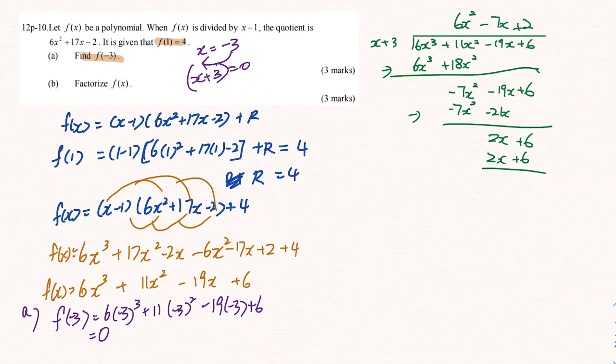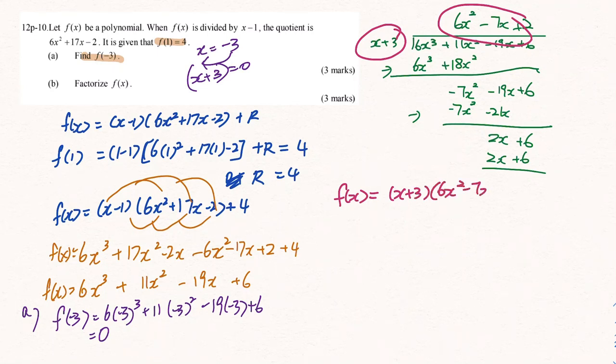Always remember, if something was a factor, then you should not be having any remainder. If you have it, that means you did something wrong. And so we can factorize it now. It will become f(x) equals the divisor times the quotient. So (x plus 3)(6x squared minus 7x plus 2), like that. Easy peasy, right? It should be, actually.